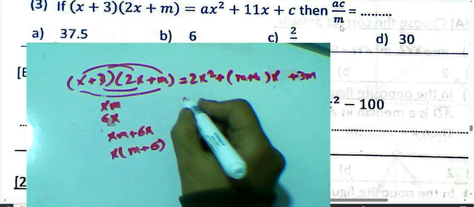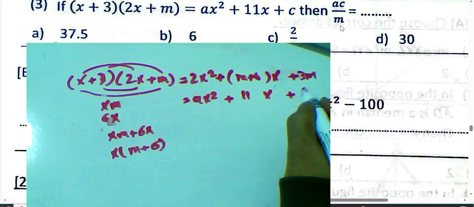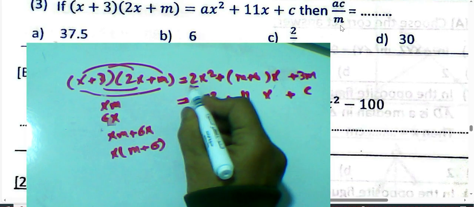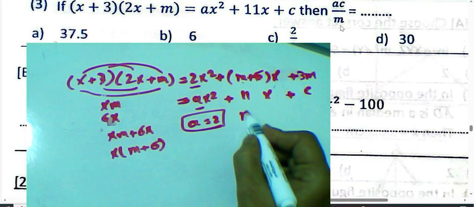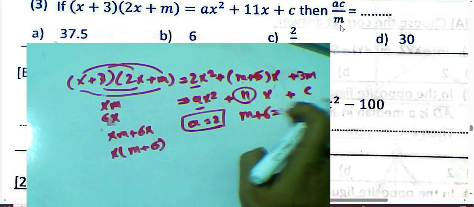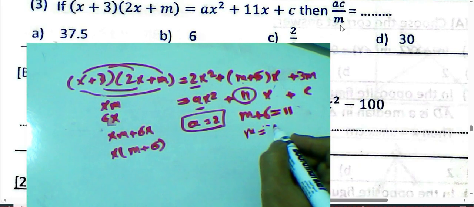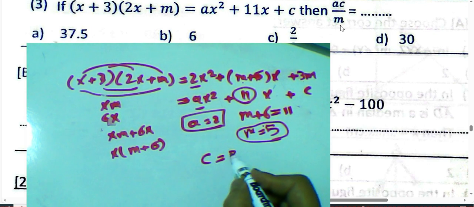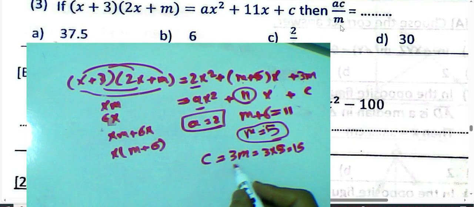Here the given information says this equals ax power 2 plus 11x plus constant. Then a equals the coefficient of x power 2, which is 2, and also m plus 6 equals 11. Then m will be 11 minus 6, which is 5, so m equals 5. The constant will be 3 times m, 3m. The value of m is 5, 3 times 5 is 15, so the constant is 15.